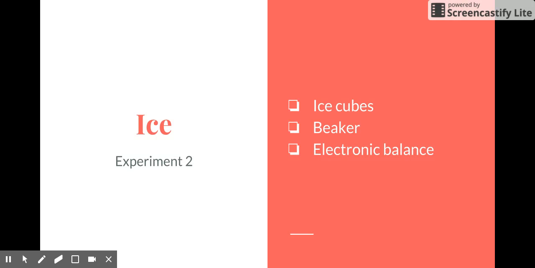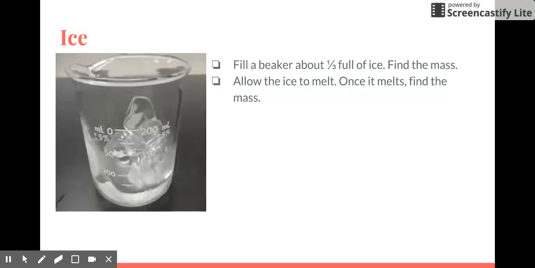Experiment 2 will require some ice cubes. You're going to fill a beaker partially full of ice, find the mass, and then allow it to melt. And we'll see if the mass changes while the ice melts or not. This may take a few minutes, so you may set it aside and come back to it later in class.